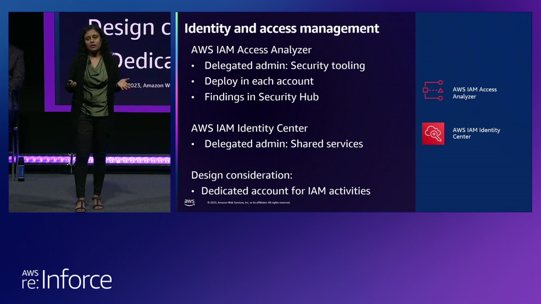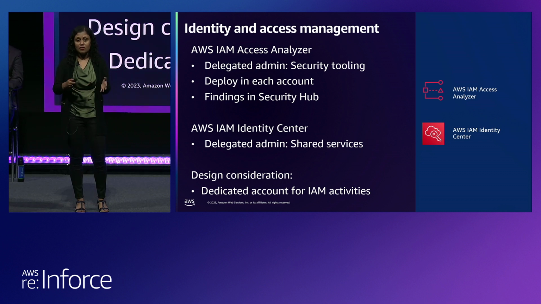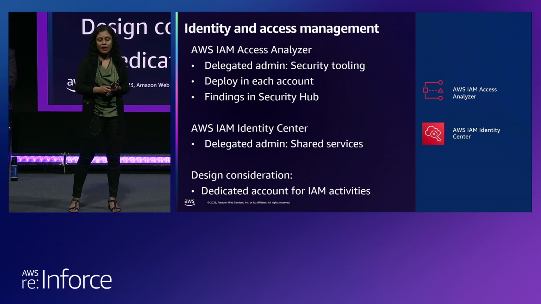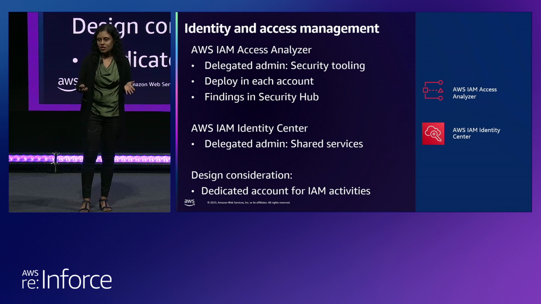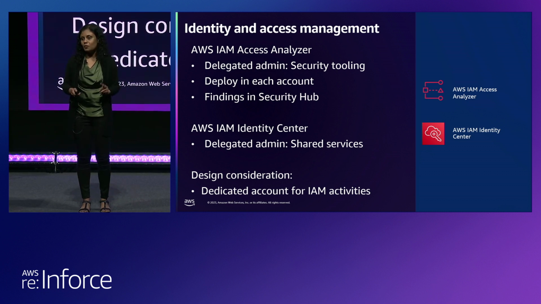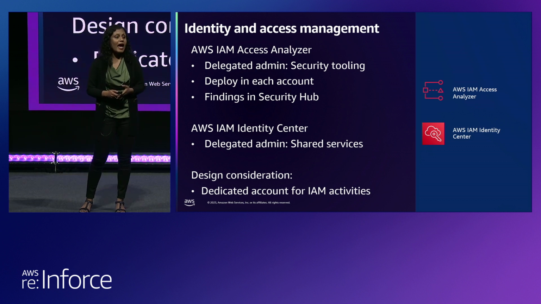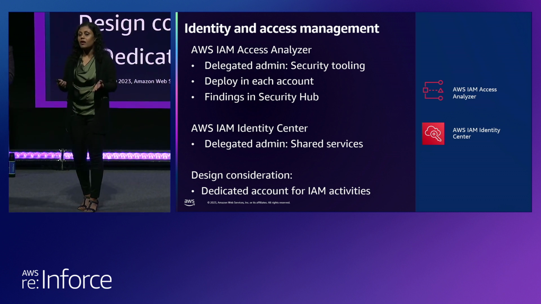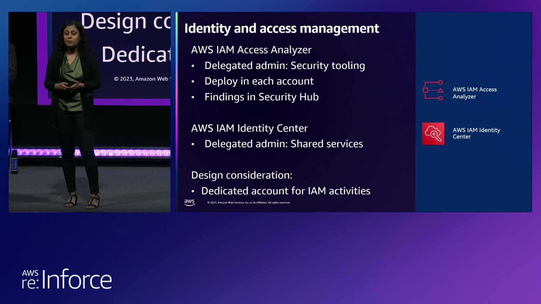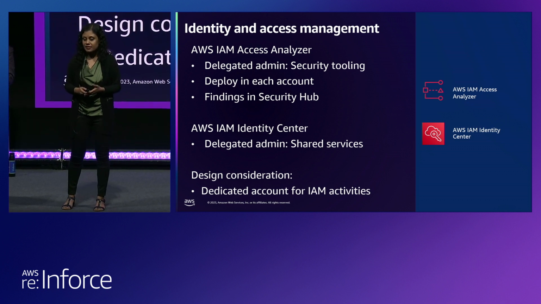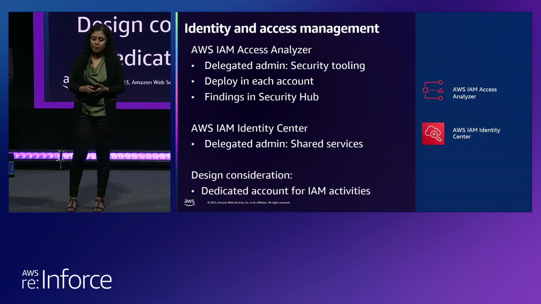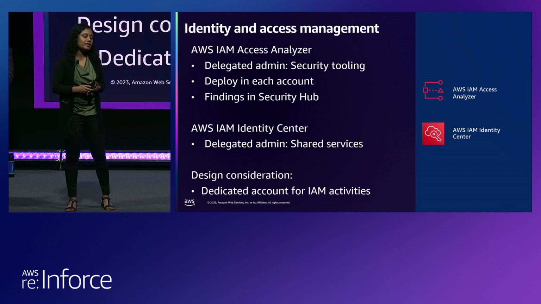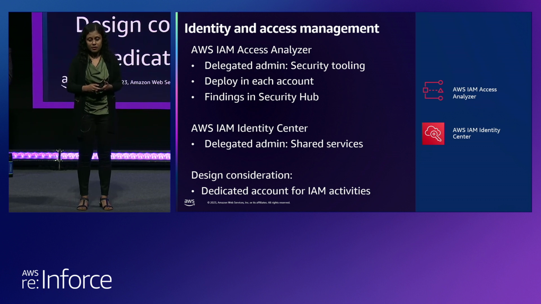There are multiple functionalities or sub-services available within AWS IAM. But for this presentation, I'm going to mainly focus on two main services, which are AWS IAM Access Analyzer and AWS IAM Identity Center. IAM Access Analyzer helps validate your IAM policies against policy grammar and best practices. It also generates IAM policies based on access activity that is in the CloudTrail logs.